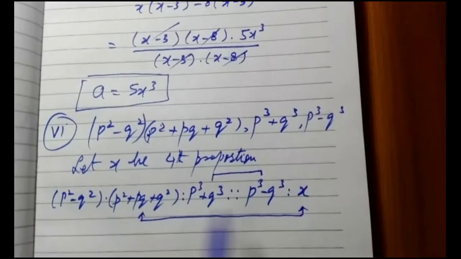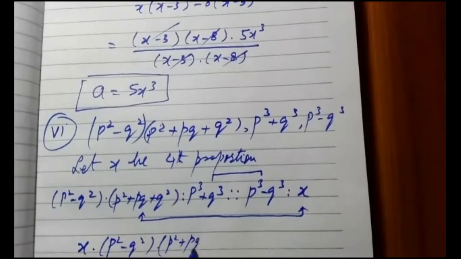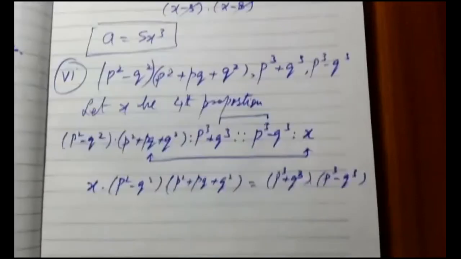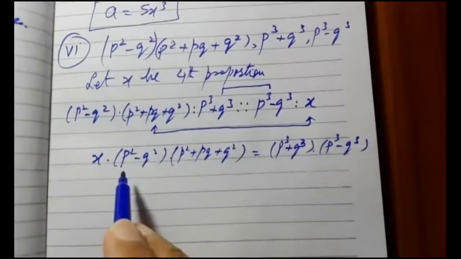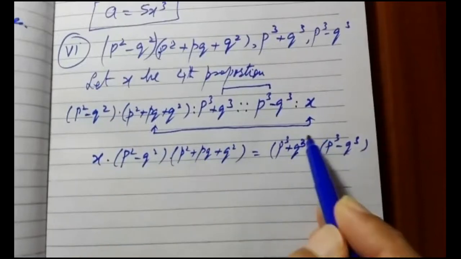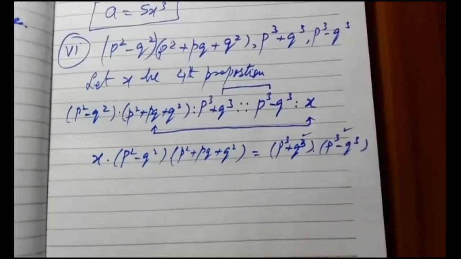Means first and x will be paired in the form of a product, means x times p square minus q square and p square plus pq plus q square will be equal to the product of p cube plus q cube dot p cube minus q cube, like this. And then we will keep x on this side and divide these two factors on the other side. In the meantime, we have to factorize these two parts as well by using the formula you people have learned in grade.